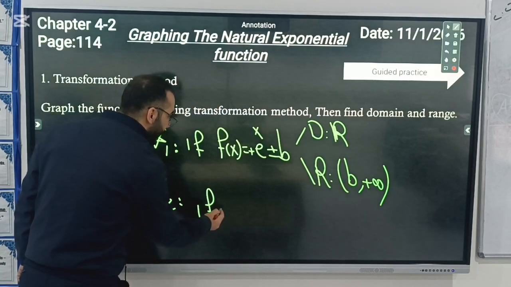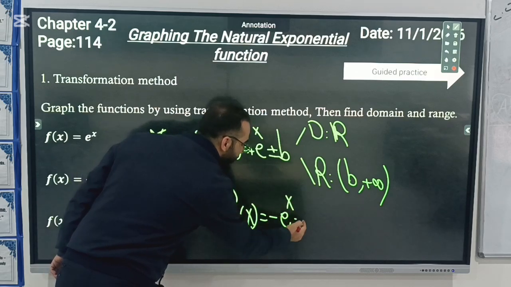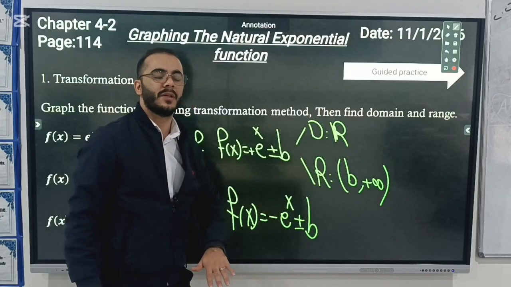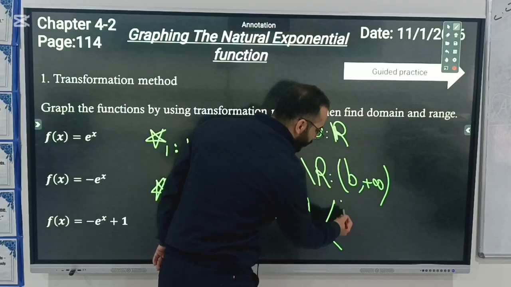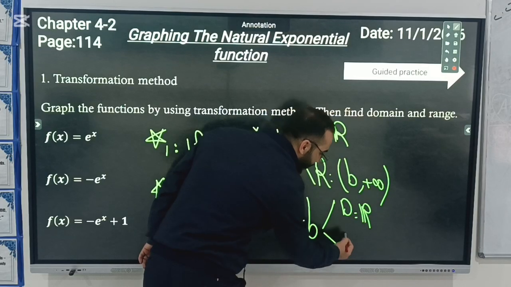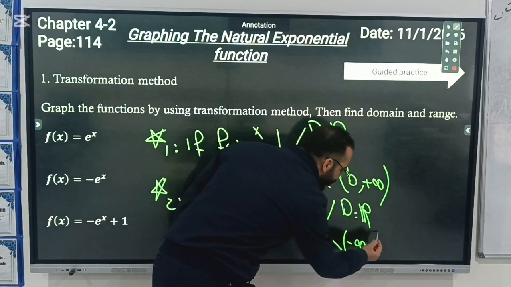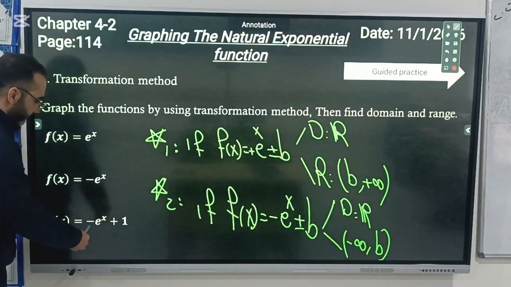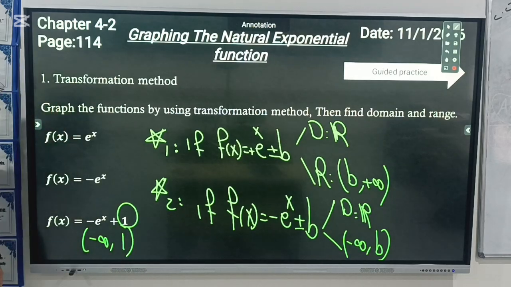But f of x equals negative e powered by x plus b. If there was a negative behind e powered by x, we reflect it with respect to the x-axis, and our graph goes to negative infinity. Therefore, in that case, domain is again all the real numbers, but the range, be careful. The range in this case would be from negative infinity to b. Just like this case that we already solved, from negative infinity to b. What is b? 1. That's why we just said from negative infinity to 1.